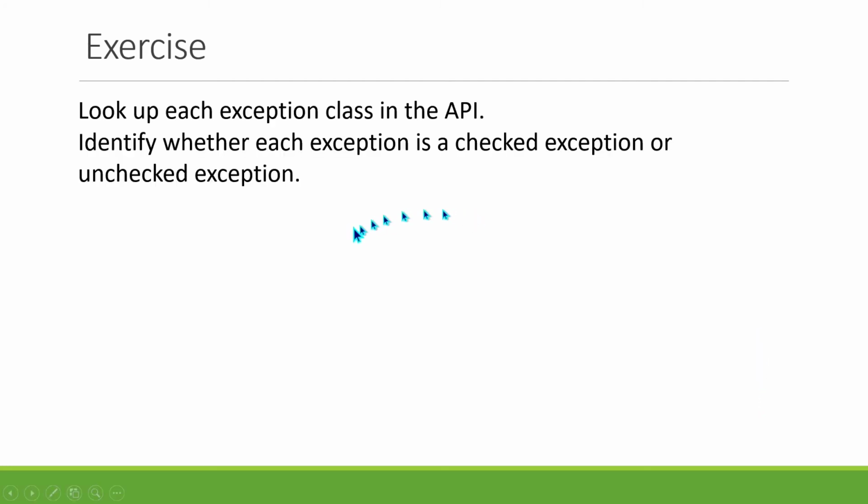Okay, let's do a really quick exercise. This exercise, you need to open up the API documentation for Java. So I'm going to give you a set of exception classes. I want you to look each one up in the API documentation, and I want you to identify each exception, whether it's a checked exception or an unchecked exception. If you go back or use the notes and look at the hierarchy of classes, I pointed out how you know which exceptions are checked and which exceptions are unchecked. So you can find this information that you're looking for in the API.